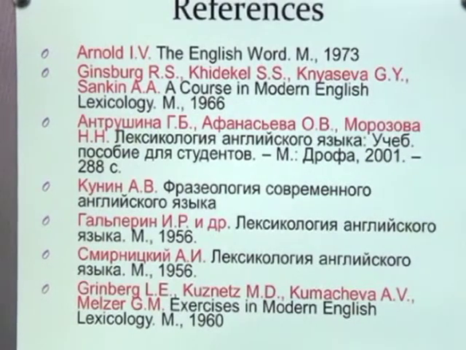And references. From this video lesson, I think that now you know the main and secondary ways of word building, and I'll repeat once again. The main ways of word building are affixation, composition, conversion, and abbreviation. And the secondary ways of word building: sound interchange, stress interchange, sound imitation, blending, back formation, and reduplication.